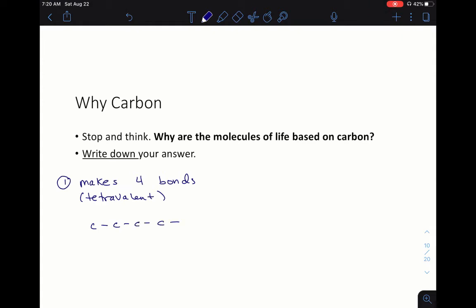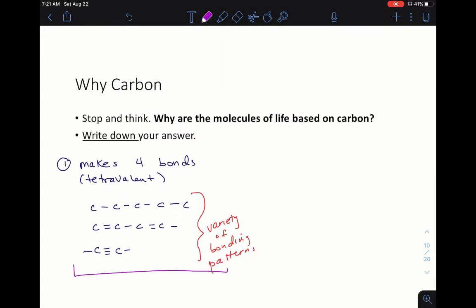And not only can it make lots of different bonds, it can make a wide variety of bonding types. So we could have single bonds in a chain. We could throw some double bonds in there, and I'm just showing carbon. I'm not showing hydrogen or any other elements right now. Carbon can also make triple bonds. Because carbon makes 4 bonds to achieve a complete octet, there's a wide variety of ways in which it can do that, and thus a rich diversity of compounds based on carbon exist. In fact, there are over 70 million known organic compounds.